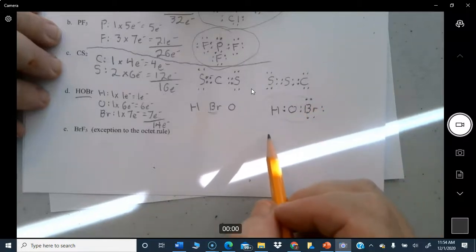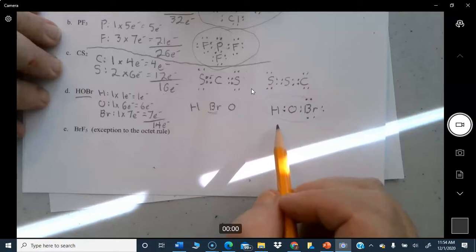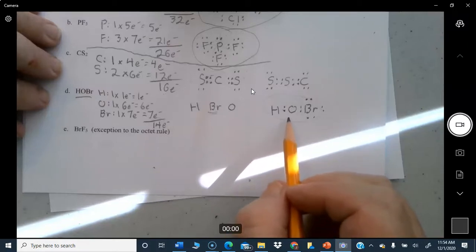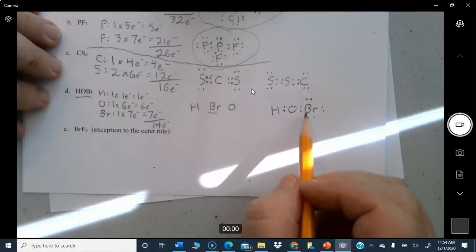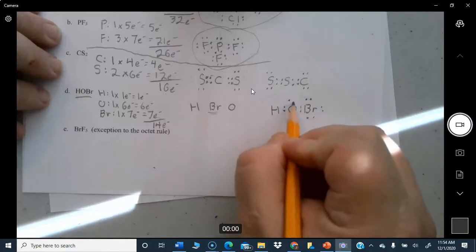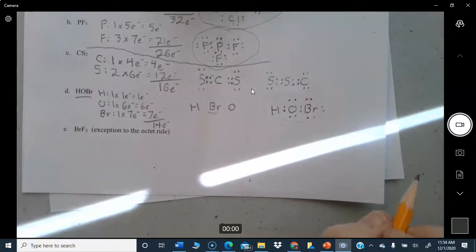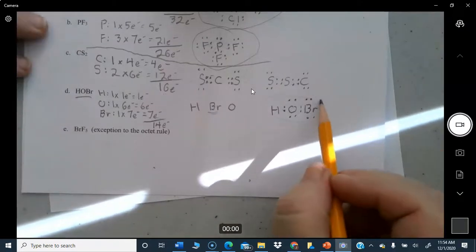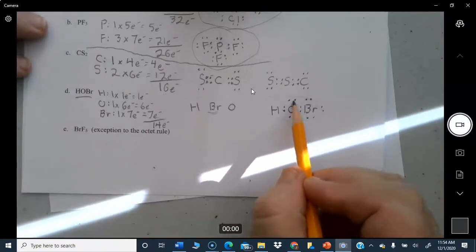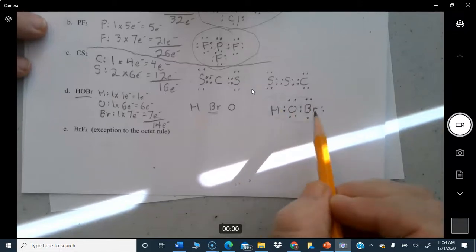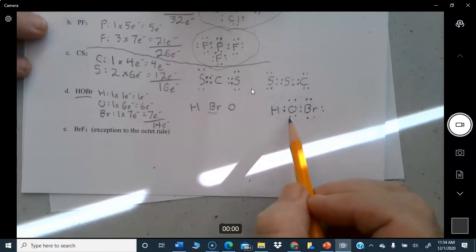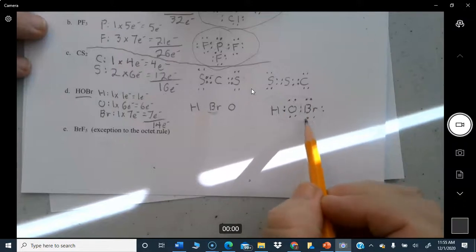So we need to have 4 more. So what we're going to do is we place them around the central atom. That's what it says to do. Make lone pairs around the central atom. Okay, and there we have 8, 10, 12, 14. So we have the proper number of electrons, and everyone has an octet.